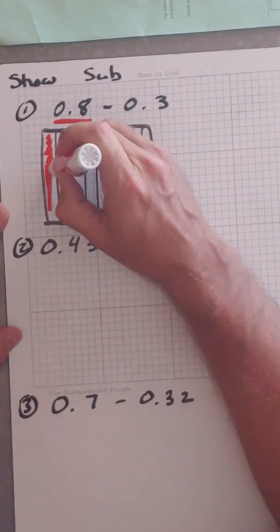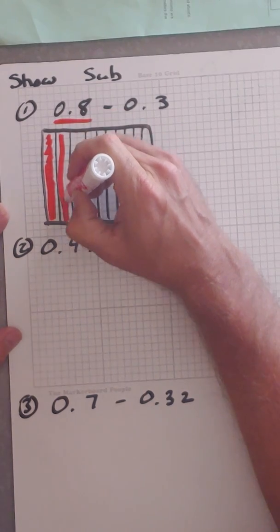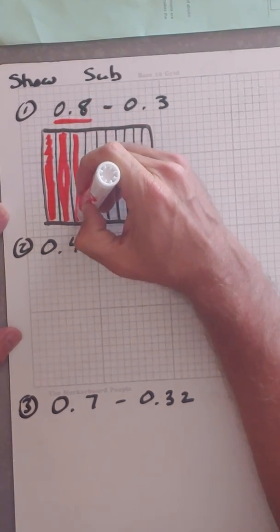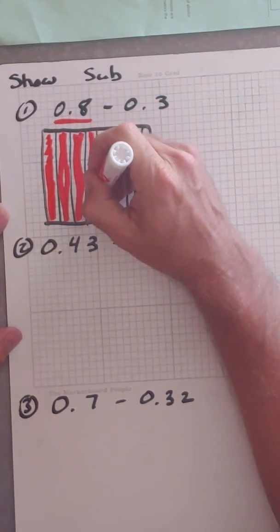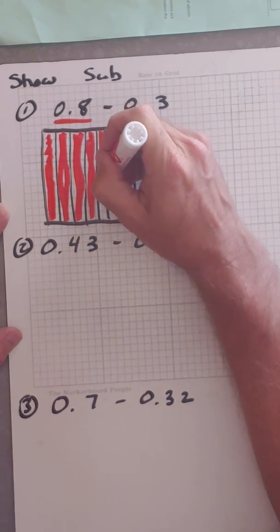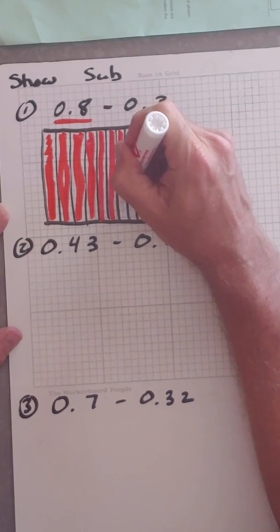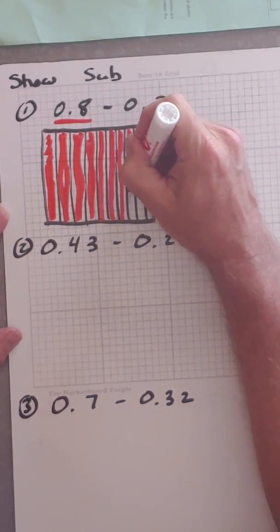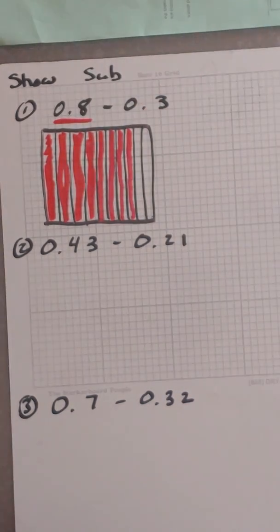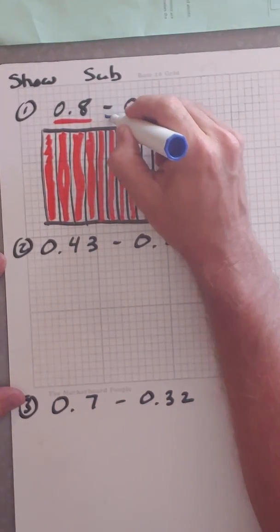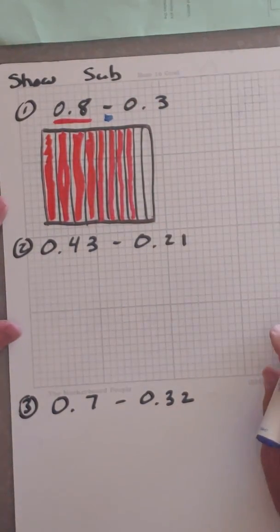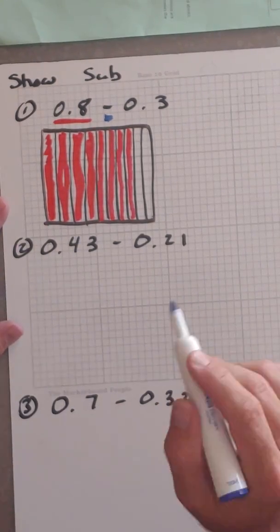So here's 1, there's 2, there's 3, there's 4, 5, 6, 7, and 8. Now this tells me to, as we learned from our integers and subtraction of fractions, take away.